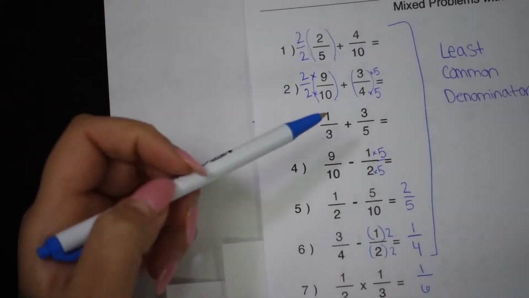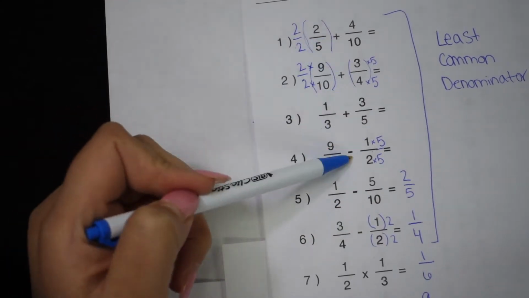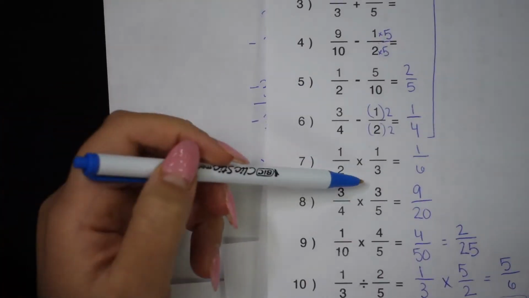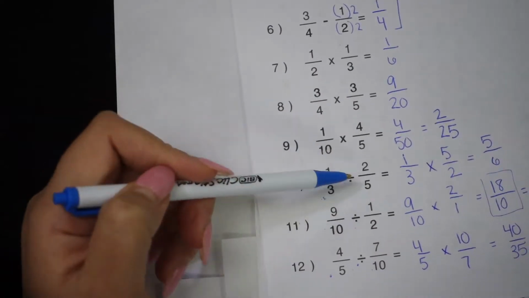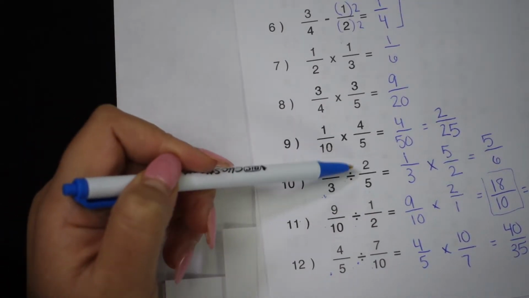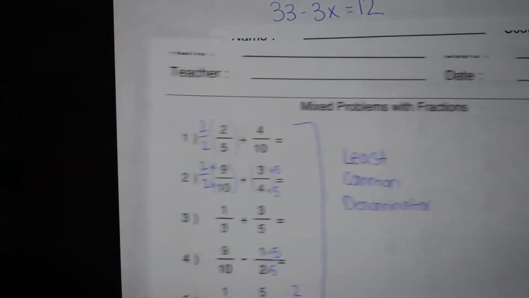And then for fractions, for addition and subtraction, you have to find the least common denominator. For multiplication, you can just multiply across. And for division, remember, keep the first value the same, change the division to a multiplication, and then flip the fraction. So yeah, that's the end of today's lesson.